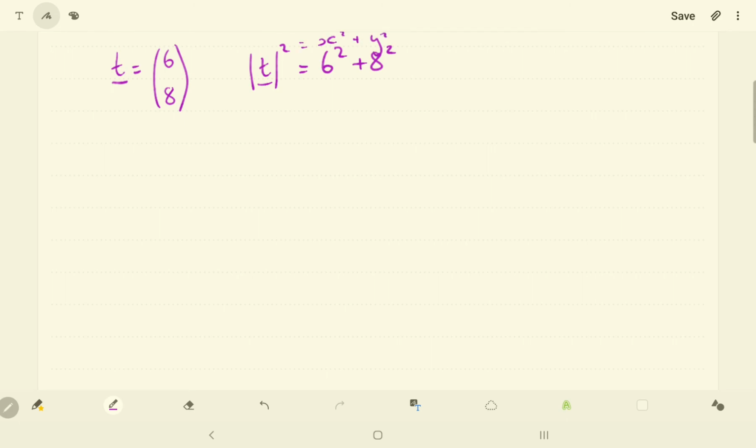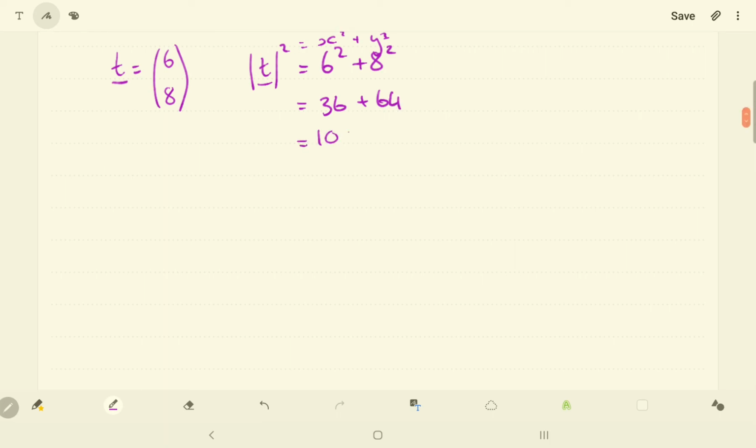So if we had t underlined equals 6 and 8, well, to find the magnitude, we are going to do the magnitude of t squared equals 6 squared plus 8 squared. Because remember, that's x squared plus y squared. Should have written that in first. 6 squared, 36. 8 squared, 64.